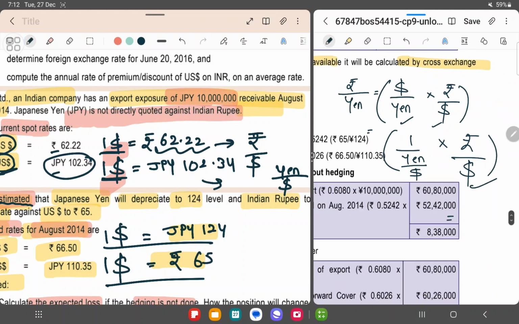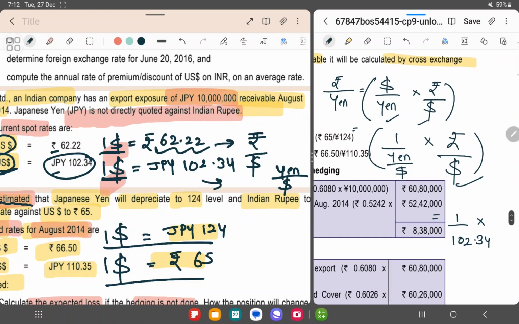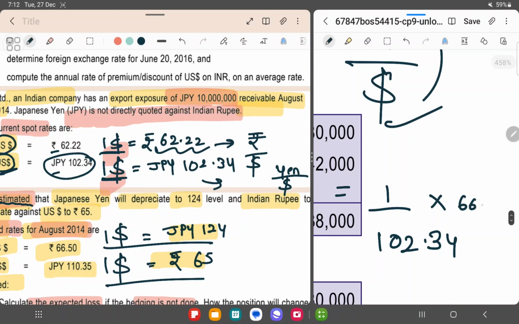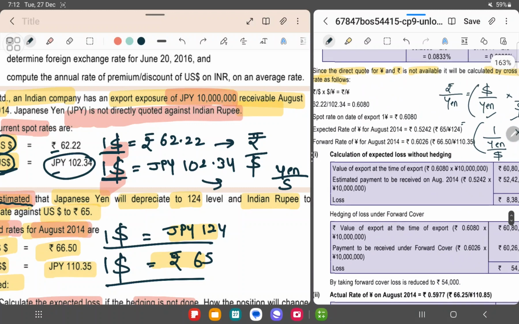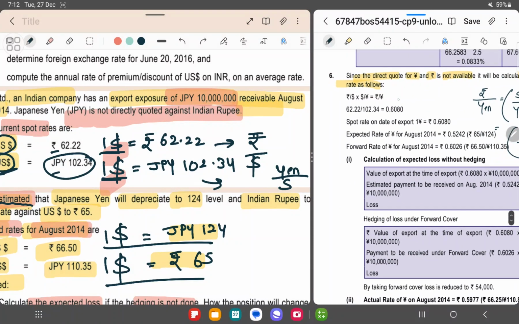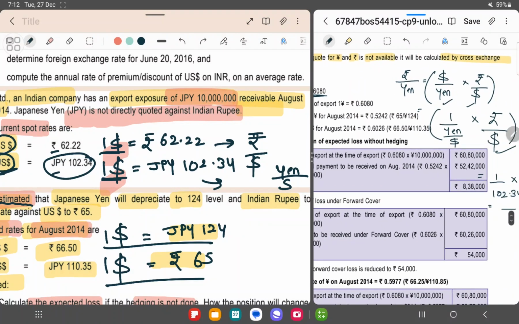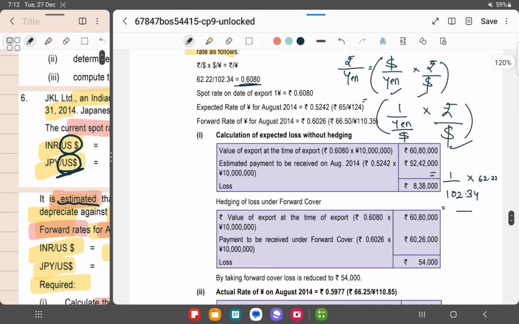So this will be 1 upon 102.34 into 62.22. This comes up to here. This is the answer. Now see, the answer is already calculated here, so we are not going to do this, but if you want to do this, let's see, the answer will be same.